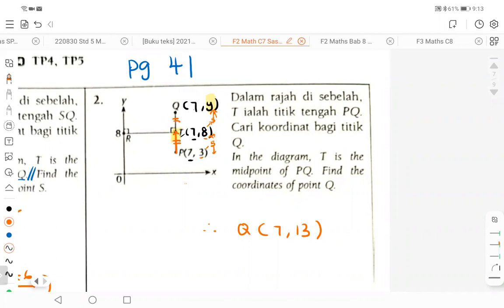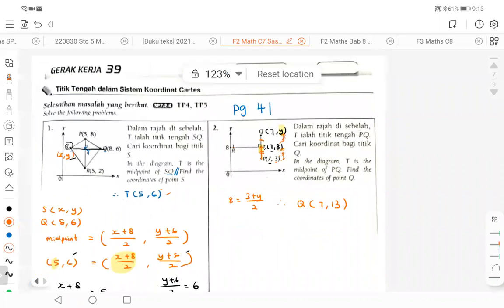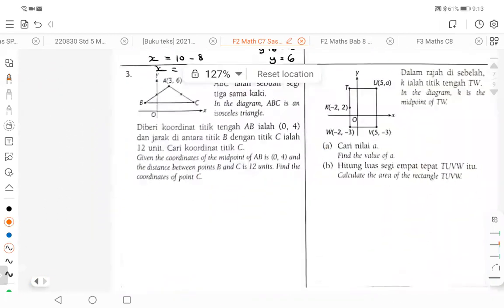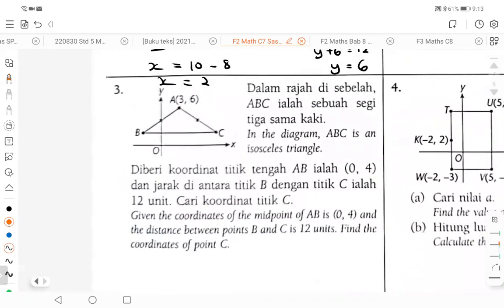So it will be 3 plus y over 2 equal to 8. Then you'll find out the same answer. Okay, move on to number 3.